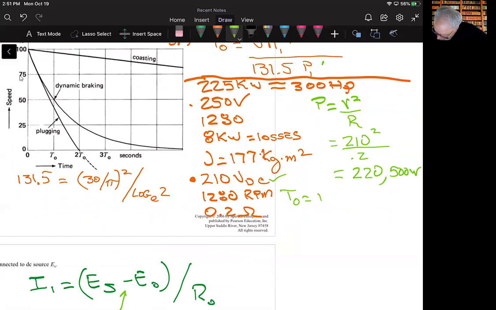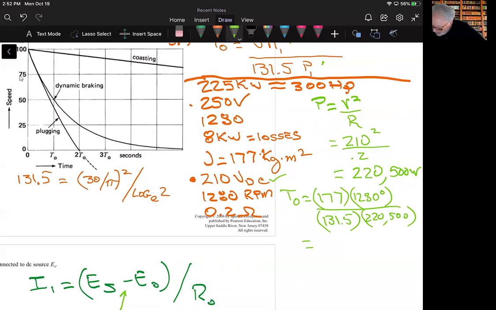Because I have the 177. I'm going to lose units here because I'm kind of maxed out for time. Times the speed squared, 1280. Then I have a constant of 131.5. And then I have the power in, which is 220,500 watts. If I calculate that out, I don't know if it exactly comes out to this, but he says that value comes out to be 10 seconds.